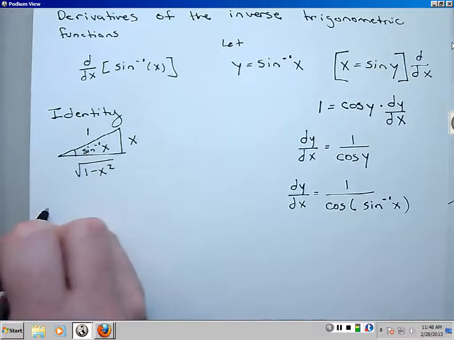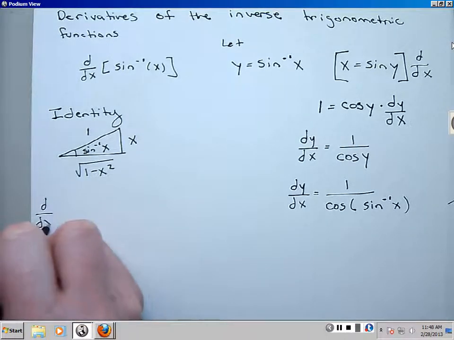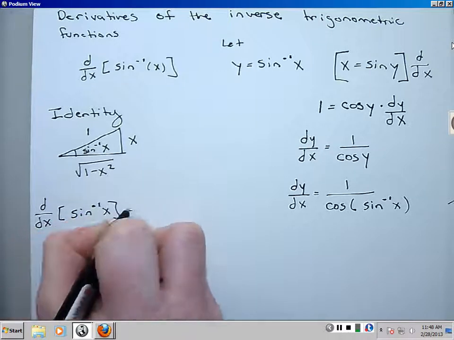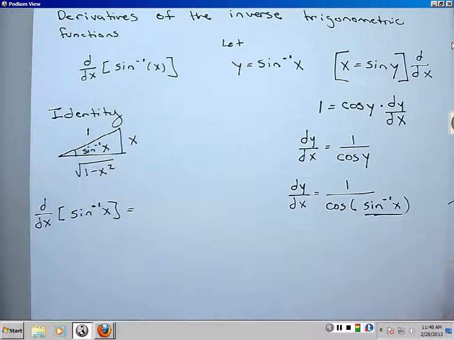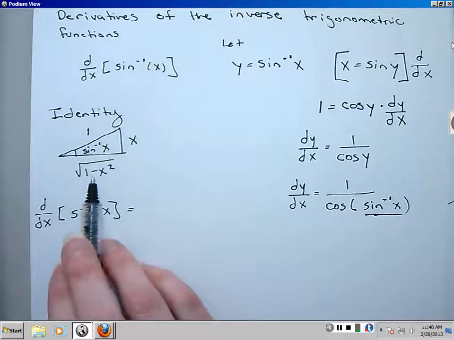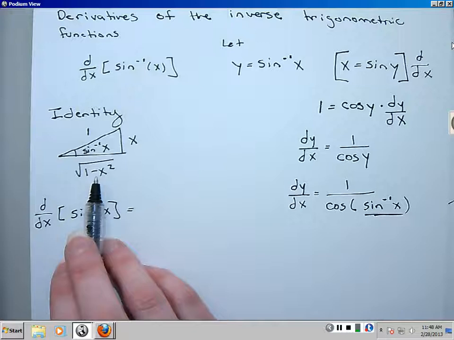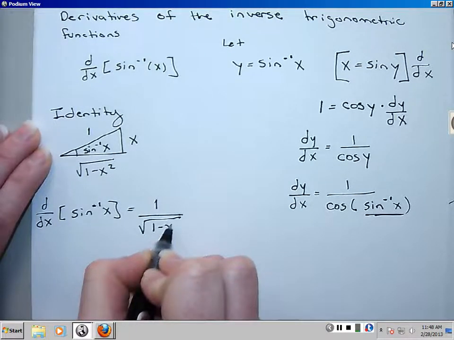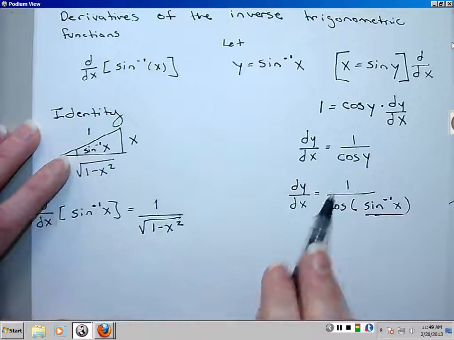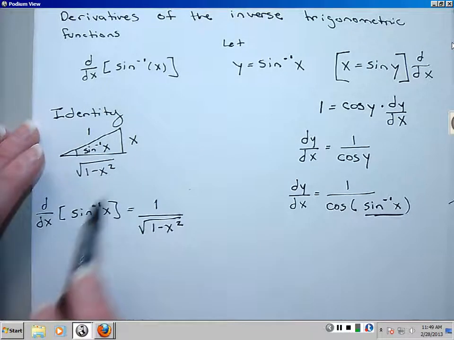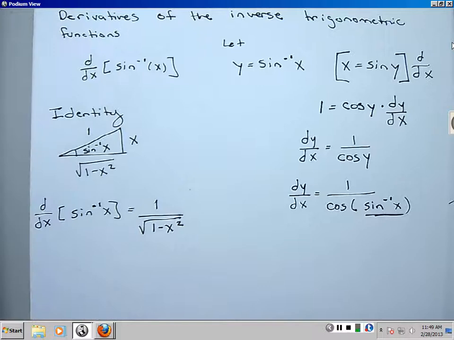So what is the derivative with respect to x of sine inverse of x? Well, that's going to be 1 over cosine of this angle. What's cosine of this angle? Right, I have 1 over cosine. Cosine would be adjacent over hypotenuse. Hypotenuse 1. So I get this formula.